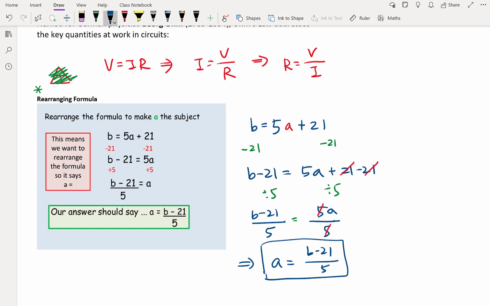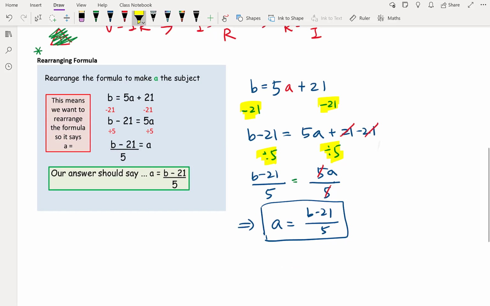And how do we do that? We apply the same operation to both sides of the equal sign. Divide by 5, divide by 5, we do the same thing. By using this way, we can get all the formulas we want.